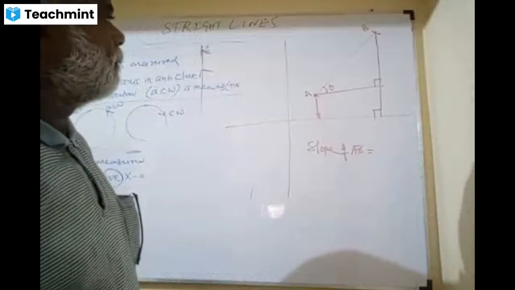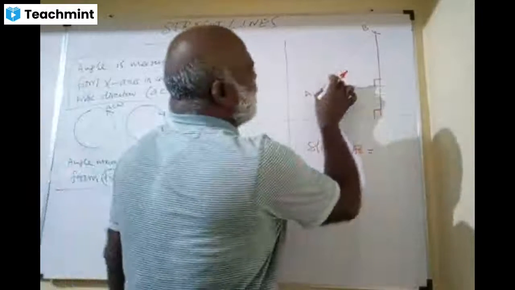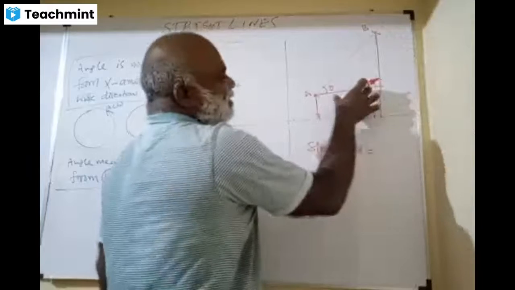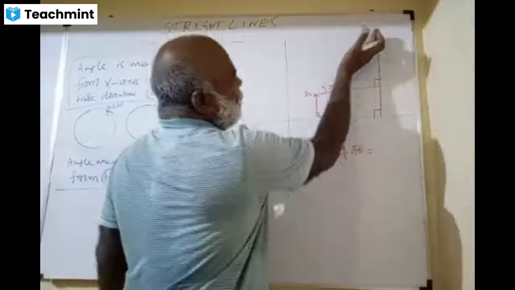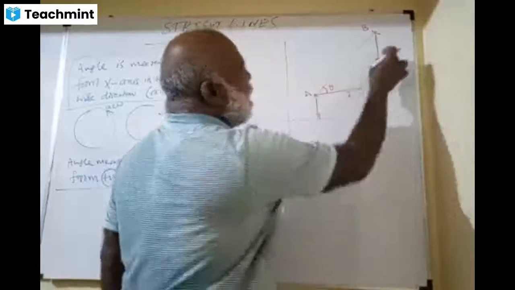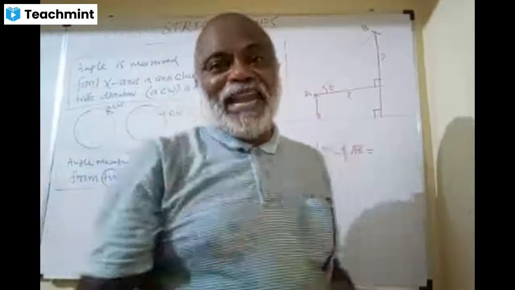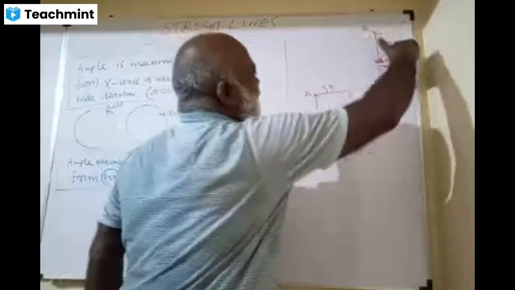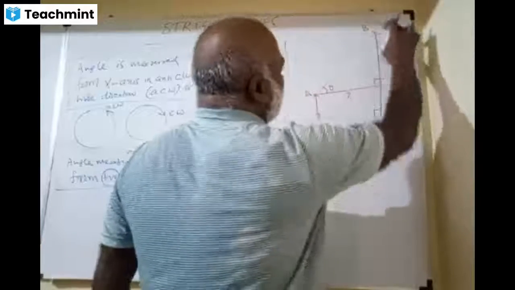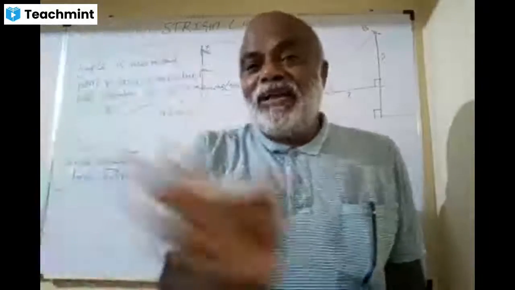Friends, this angle depends on what, Martin? This angle depends on this and this, or not? Yes, sir. So this by this is called the slope of a line. Please understand this. The slope of a line depends on this and this. So the slope of a line depends on the vertical and the horizontal. That's called rise and run, rather.